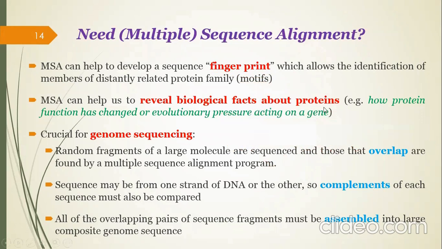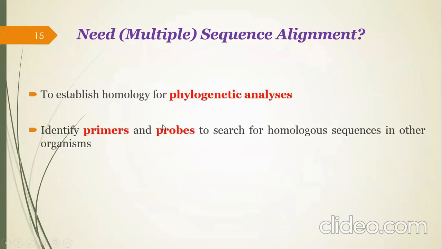Okay, so moving further. To establish homology for phylogenetic analysis, sequence alignment is important. And to identify primers and probes to search for homologous sequences in other organisms, to design primers and to design probes, multiple sequence alignment is also important. We will have a whole topic on primer design and probe design.